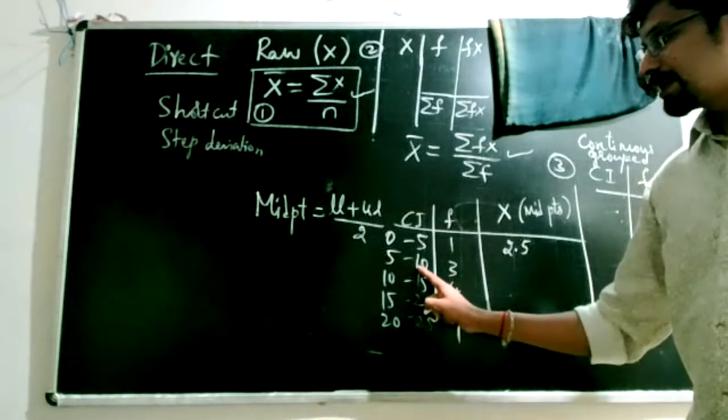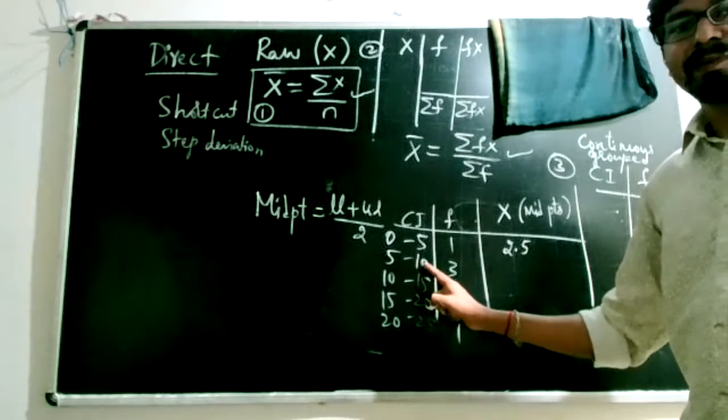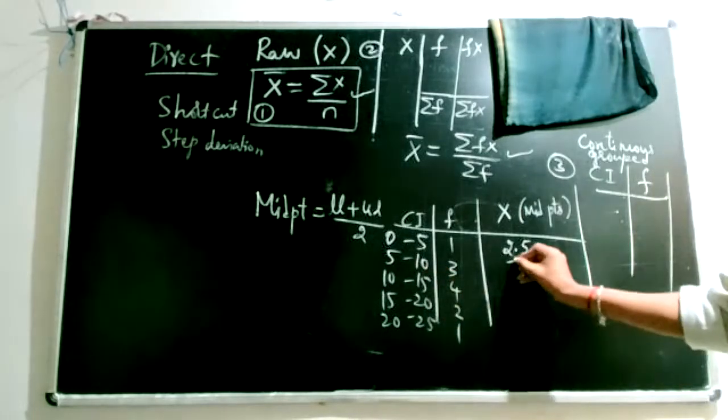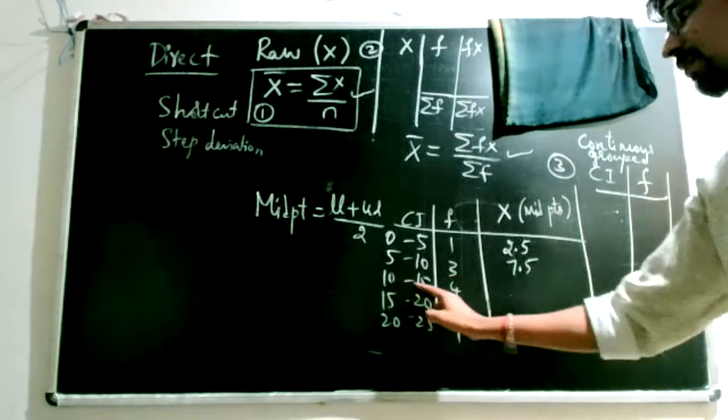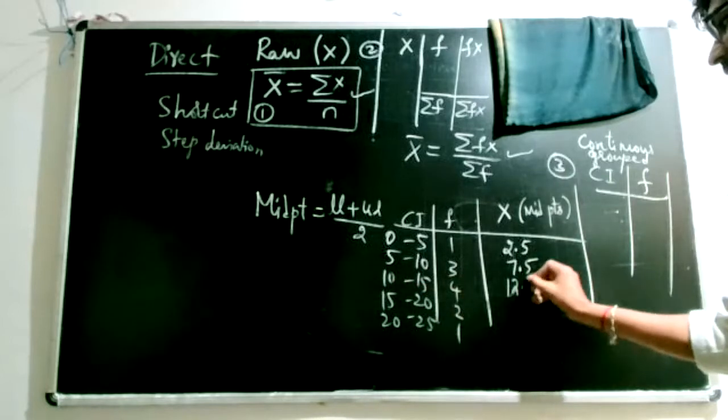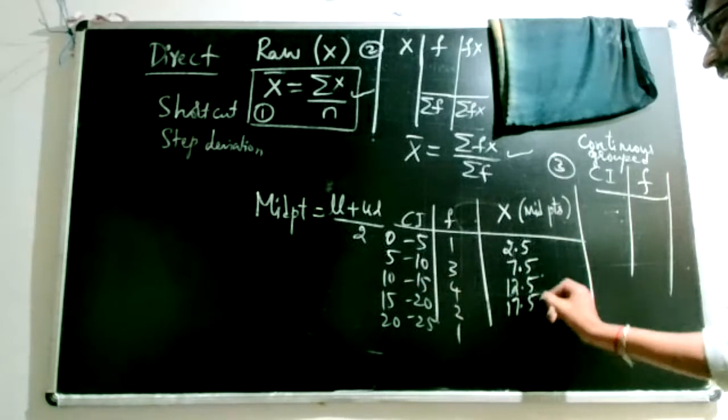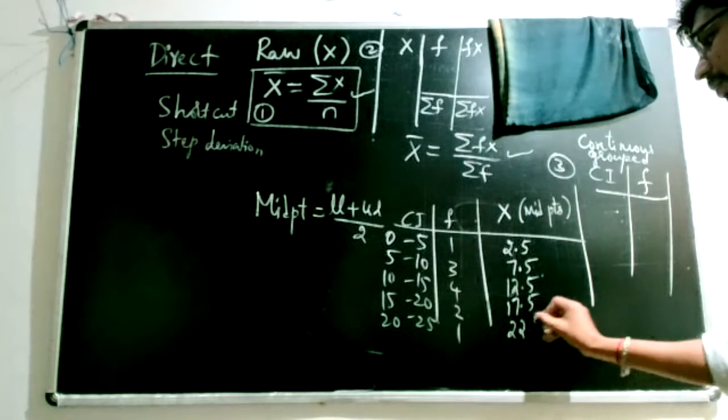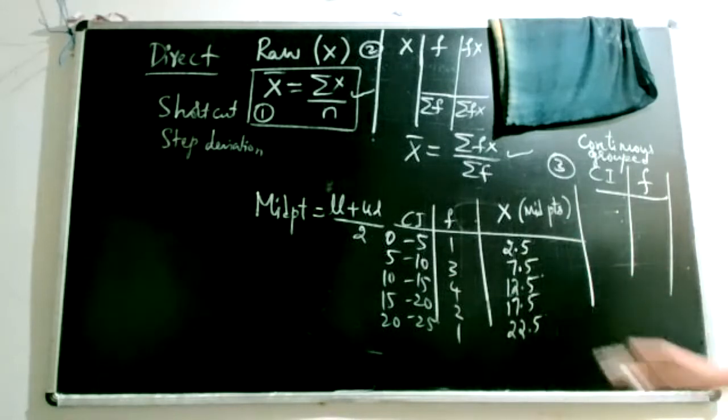Next, you'll have 5 plus 10 divided by 2. 5 plus 10 is 15, and 15 divided by 2 is 7.5. Now, the middle numbers for the next intervals are 12.5, 17.5, 22.5. So these are the values of x.